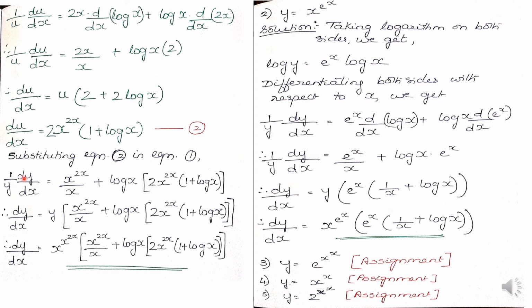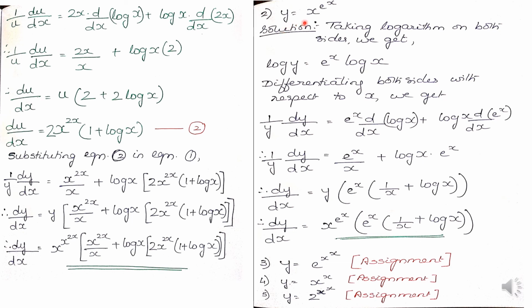Now substituting equation 2 in equation 1, we get 1 upon y dy by dx is equal to x raised to 2x upon x. This we already got the answer previously. Plus log x into 2x raised to 2x into 1 plus log x. Thus dy by dx is equal to y into the whole expression, or substituting the value of y, we get the answer for dy by dx.